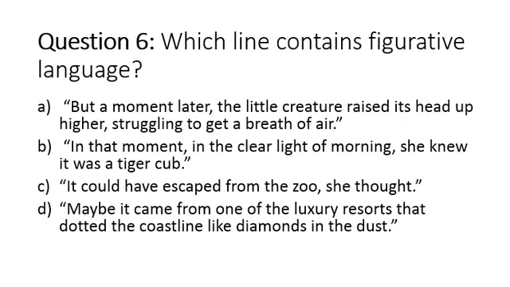The previous section of text has figurative language. Question 6. Which line contains figurative language? A, but a moment later the little creature raised its head up higher, struggling to get a breath of air. B, in that moment, in the clear light of morning, she knew it was a tiger cub. C, it could have escaped from the zoo, she thought. D, maybe it came from one of the luxury resorts that dotted the coastline like diamonds in the dust.